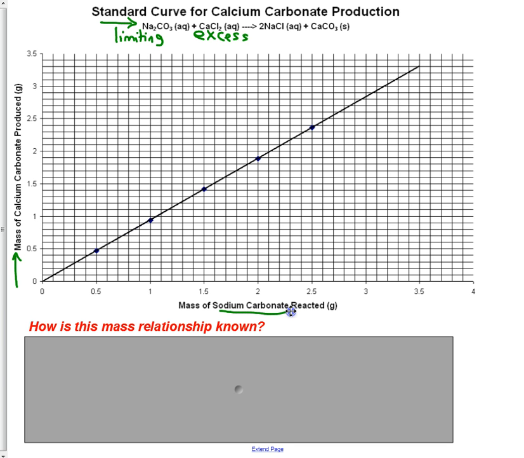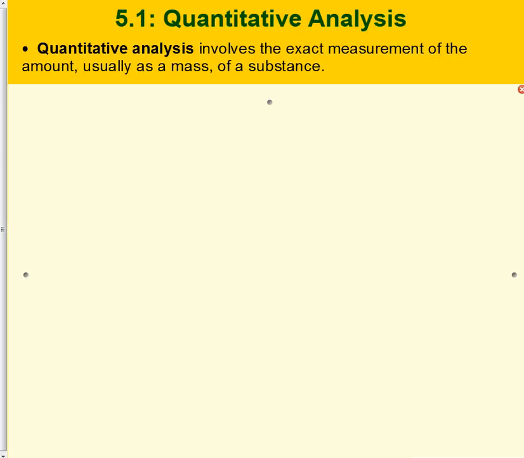However, with linear relations, we can determine an equation for this line. And let's suppose we ended up with 1.5 grams of calcium carbonate. According to this linear relationship, we know what mass of sodium carbonate we started with. It would be about 1.6 grams. So it's a very exact relationship that is known, and this is what quantitative analysis is all about, is identifying the exact amount or measurement, usually as a mass of a substance.